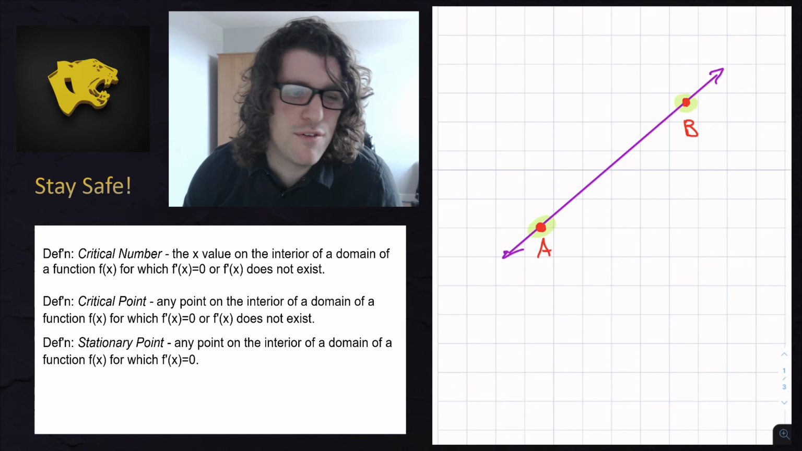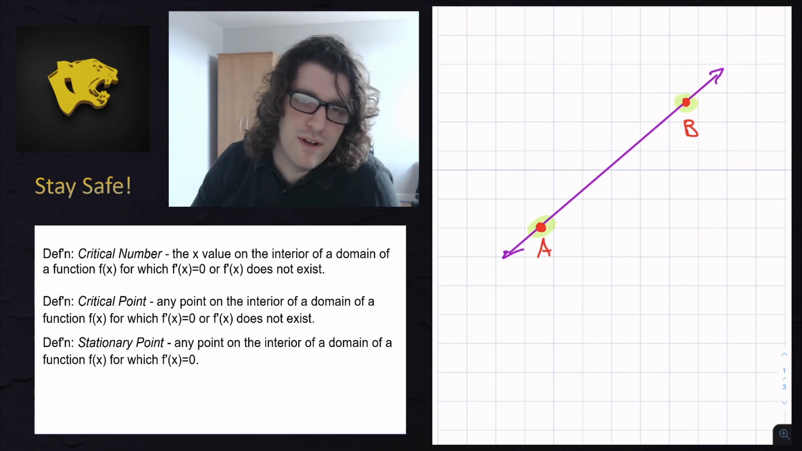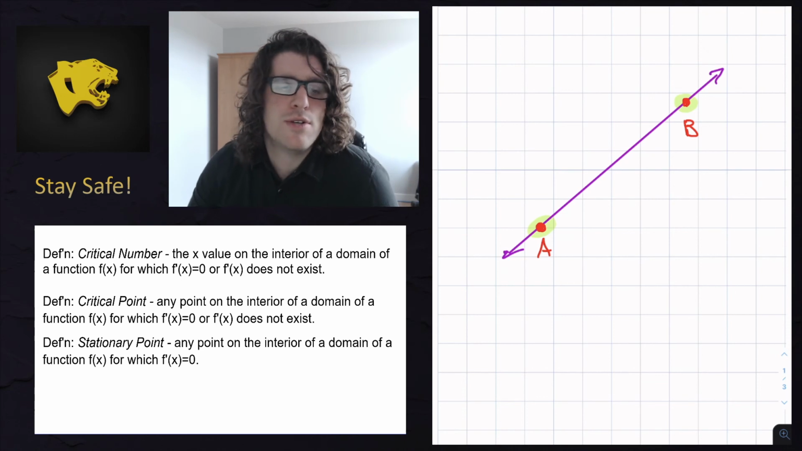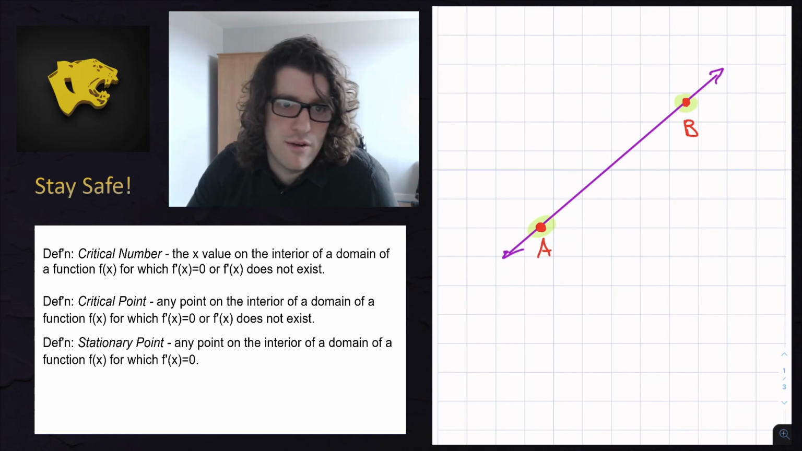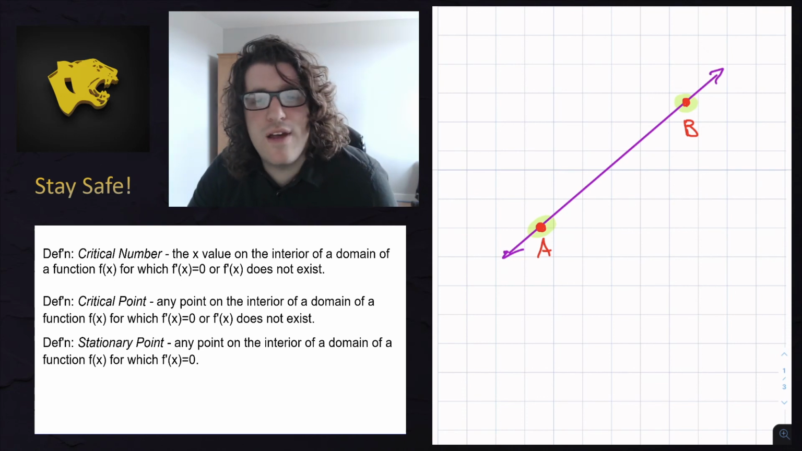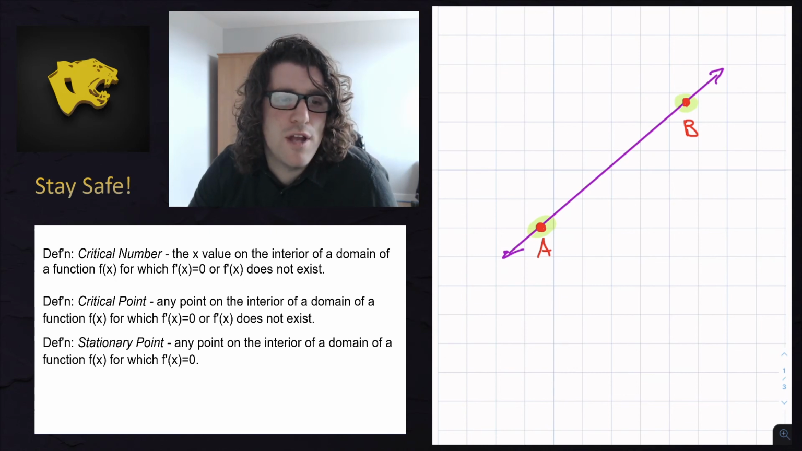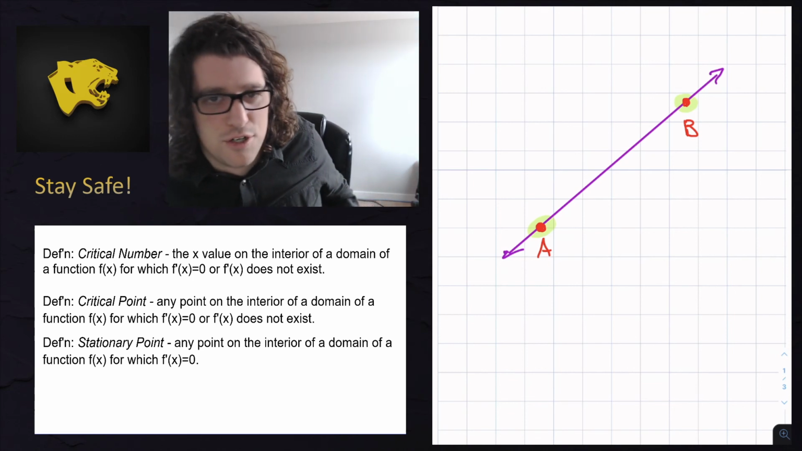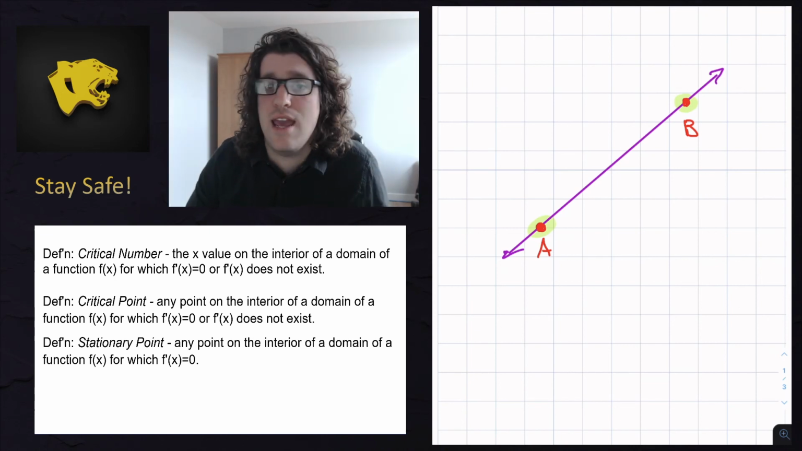All right, so just a few more definition things. We have the ideas of critical number, critical point, and stationary point. Now this is awful because they're all very similar in terms of the naming. So a critical number is the x value on the interior of the domain of a function f of x for which the derivative is equal to 0 or the derivative does not exist.